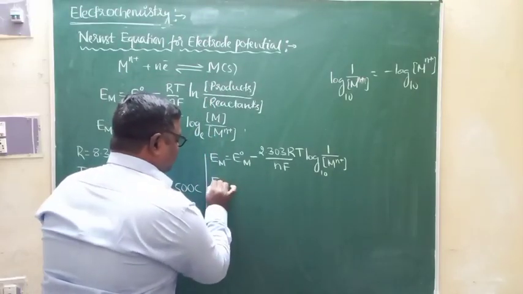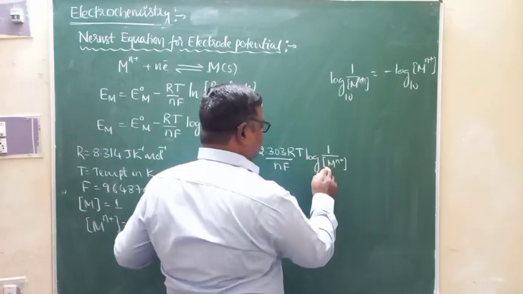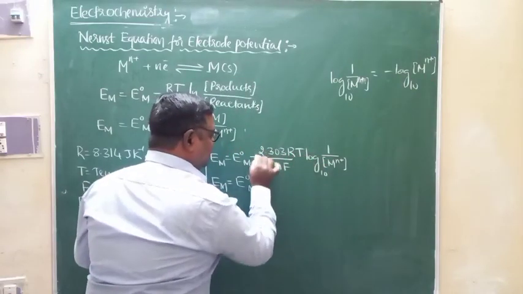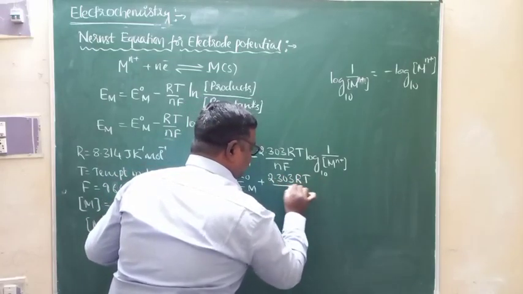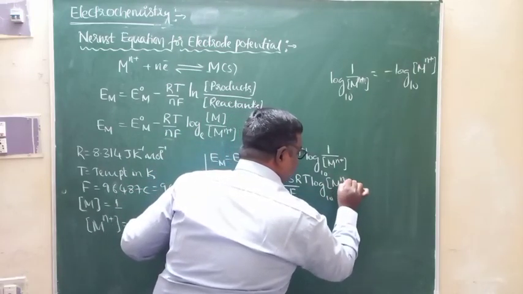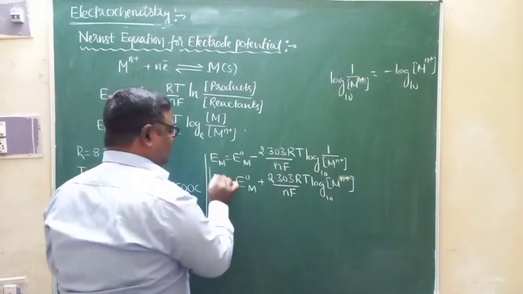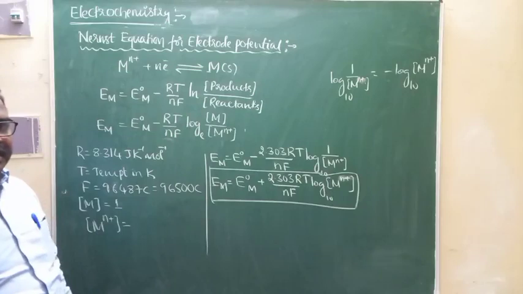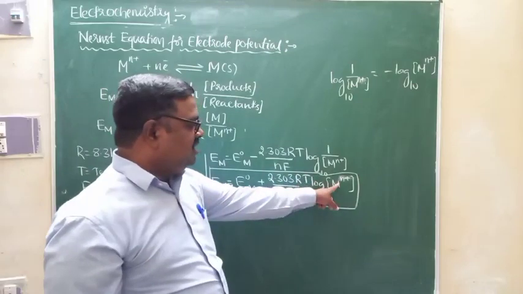So the equation becomes Em is equal to E naught of M, with log to the base 10 of 1 by molar concentration of metal ion replaced by minus log to the base 10 of molar concentration of metal ion. Minus into minus becomes plus. So 2.303 RT by NF log to the base 10 of the molar concentration of metal ion. This is what we call the Nernst equation for an electrode system, for calculating electrode potential at any temperature and concentration of metal ion.